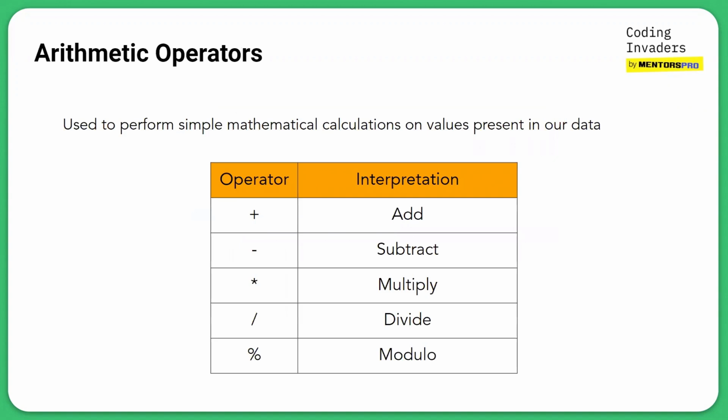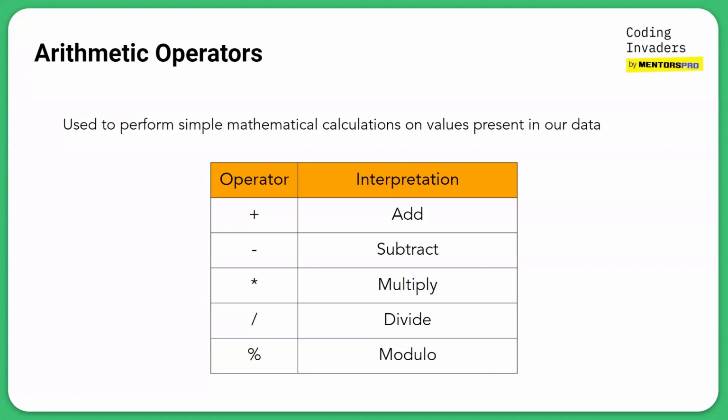So, what are arithmetic operators? Essentially, arithmetic operators are used to perform simple arithmetic or mathematical calculations on values present in our database tables. Let's go through these operators one by one and see what they are used for. We use the plus sign for addition, the minus sign for subtraction, the asterisk symbol for multiplication, the slash symbol for division, and finally, the percent symbol for the modulus operator, which is similar to division except it returns the remainder instead of the quotient. All these operations will be easier to understand with an example.